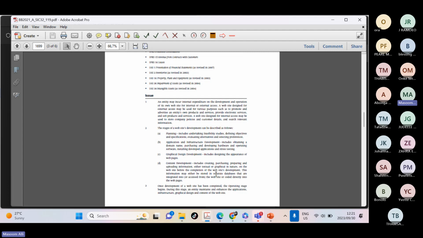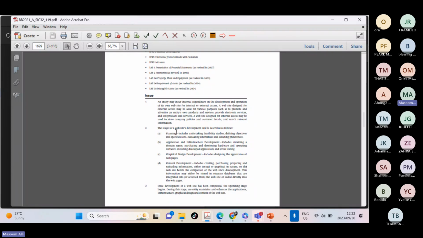And these costs will be capitalized in terms of IAS 38 because it's just relating to content development. They're all intangible in nature. So this is why it's very important to know paragraph 2, because they'll always give you costs relating to these and you must see which phase it falls in.